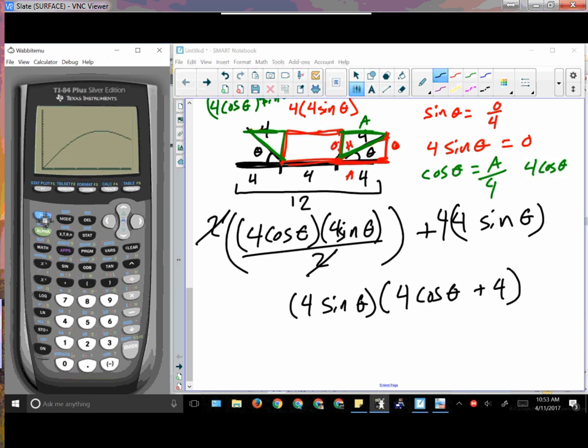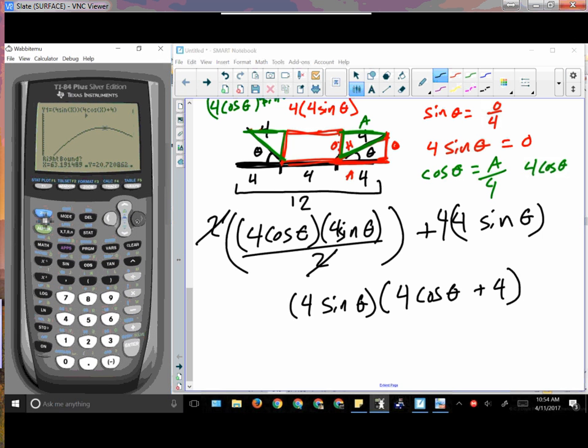So now what we're looking for is the maximum value. So we want to go to max 4. Oh, that's a good place for the left bound. Right bound should be somewhere over here. And we go through and we do this, and it hits that x is equal to 60. So verify it out that 60 degrees is the maximum value.